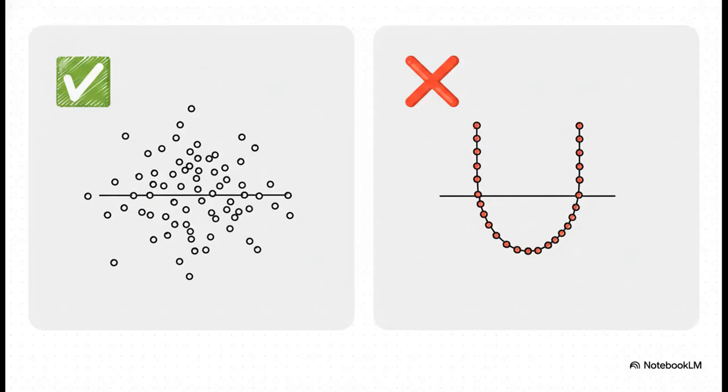So, the first clue we're hunting for is a pattern. A healthy residual plot should look like a random mess, like a shotgun blast of points with no rhyme or reason. But if you see a distinct U-shape or any kind of curve, that is a major red flag. It's a clear symptom that the relationship in your data isn't linear to begin with, and using a straight line model was just the wrong call.